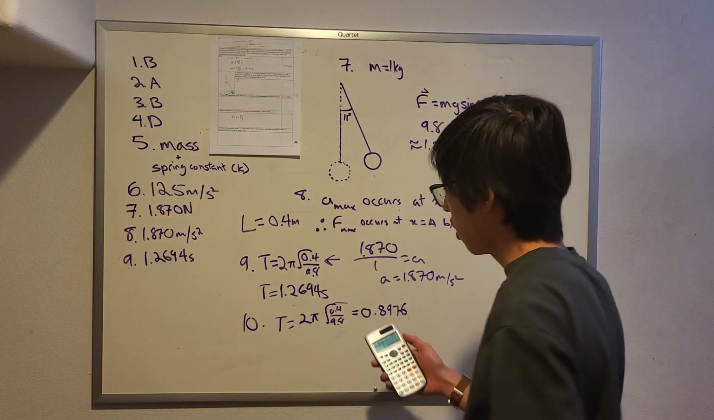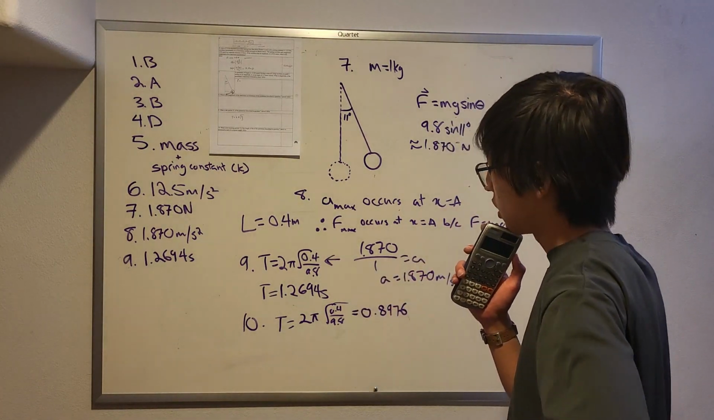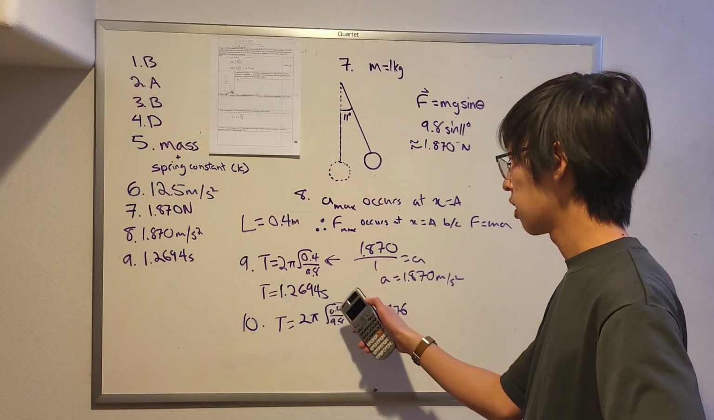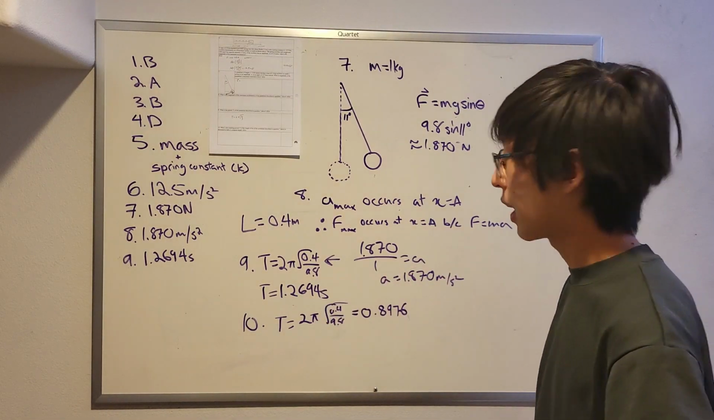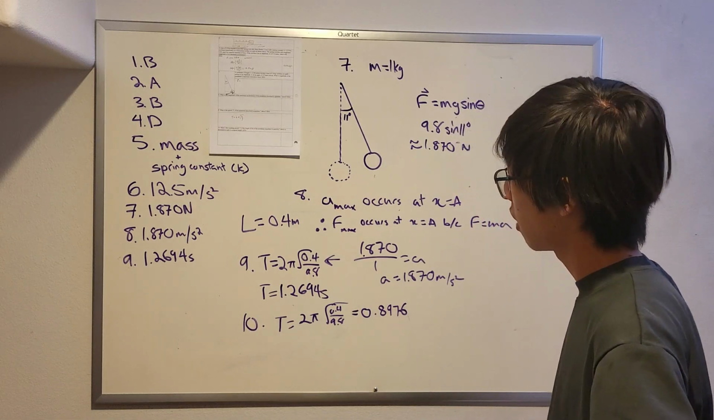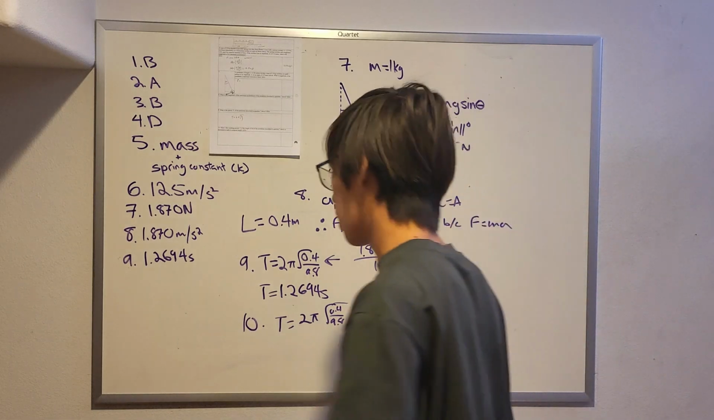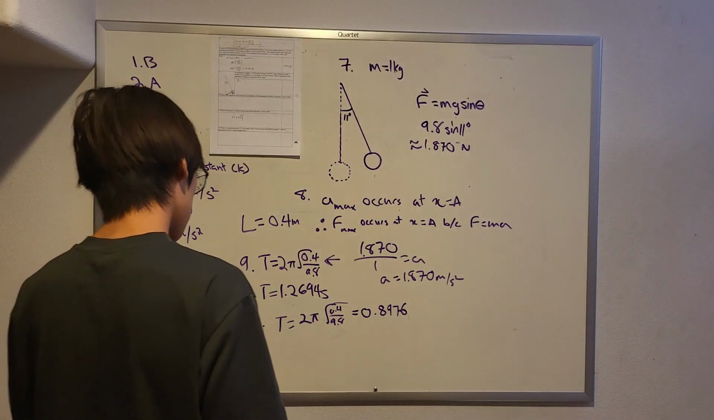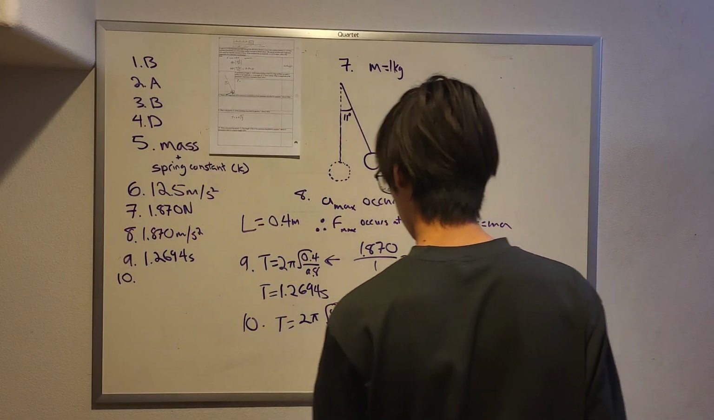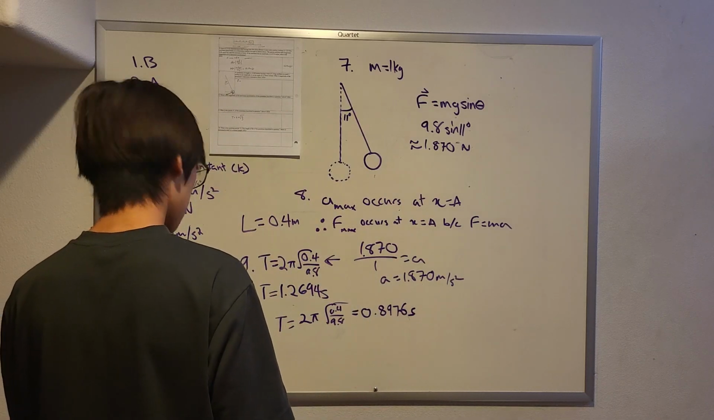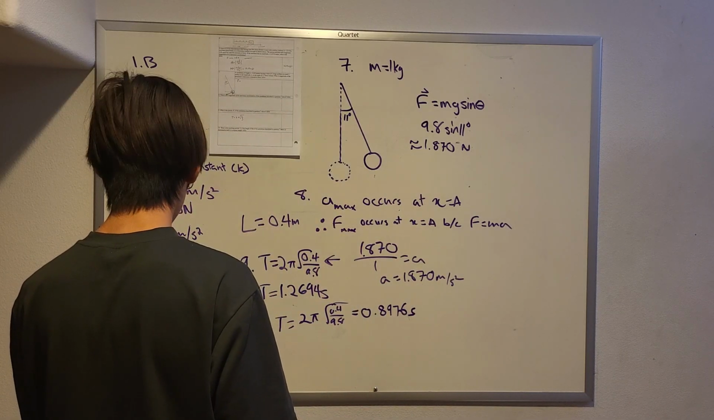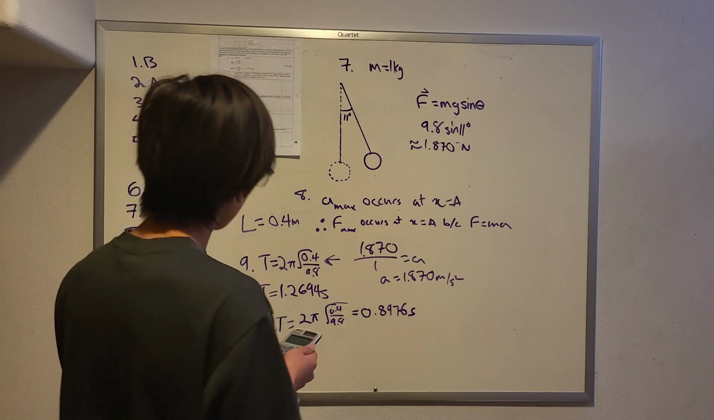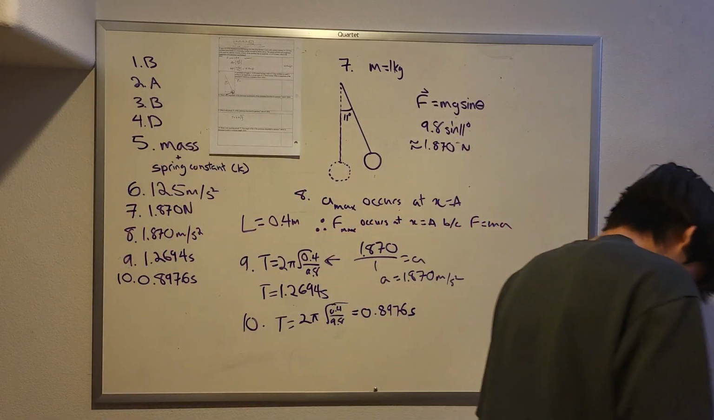So 0.8976. So if you divided by 2 and you expected it to decrease by half, did it decrease by more or less than half? Let's see. Well, that looks like it decreased by less than half. So why is that? And that's because it's under the square root. So just keep that in mind. Sometimes it seems intuitive, but really it's not. And then once again, this is in seconds as well. So this is going to be 0.8976 seconds. And that is all the questions that are on this study guide.